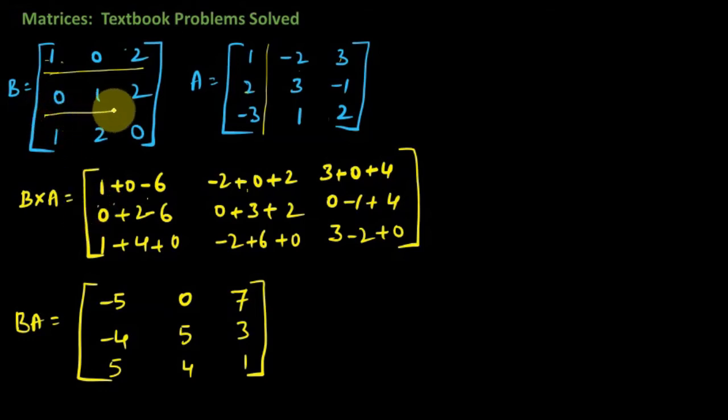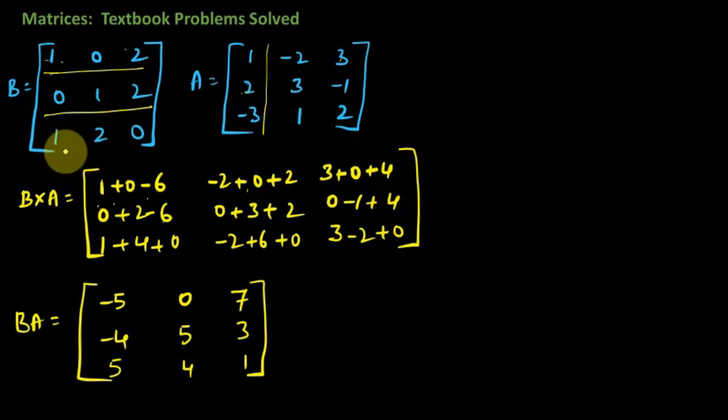For that we should fix the second row and multiply with each column of the other matrix, right? So 0 into 1 is 0, 1 into 2 is 2, 2 into minus 3 is minus 6. Therefore I got minus 6. Similarly, 0 into minus 2 is 0, 1 into 3 is 3, 2 into 1 is plus 2, right? So 0 into 3 is 0, 1 into minus 1 is minus 1, 2 into 2 is 4.